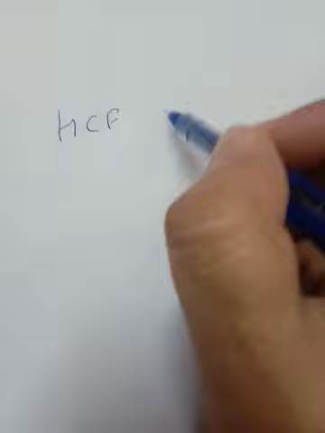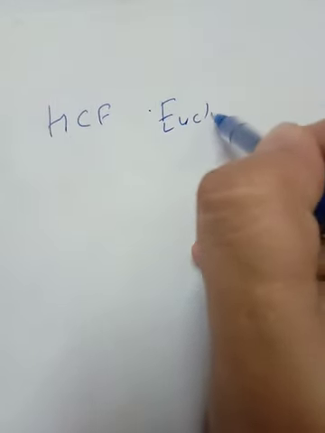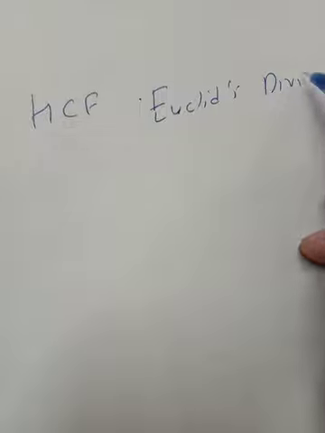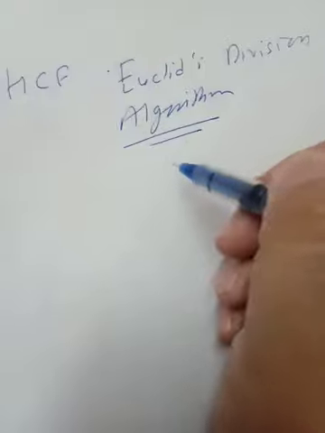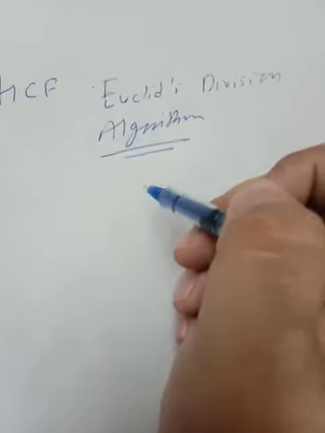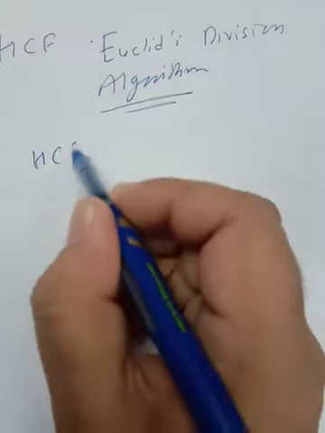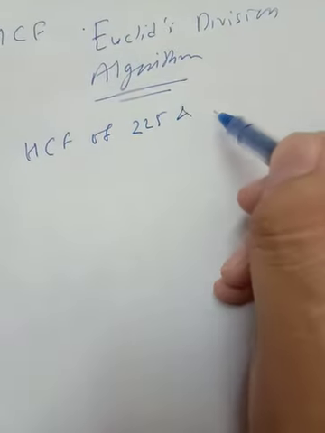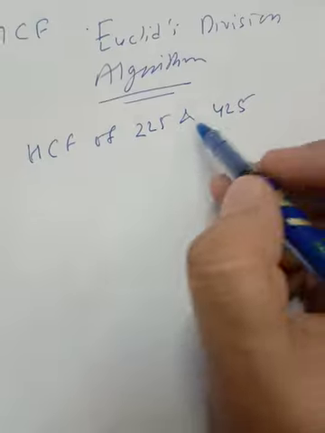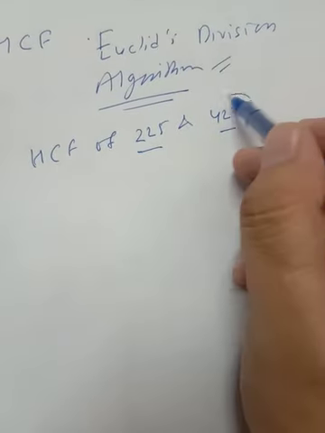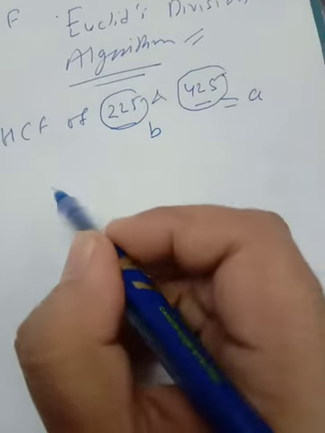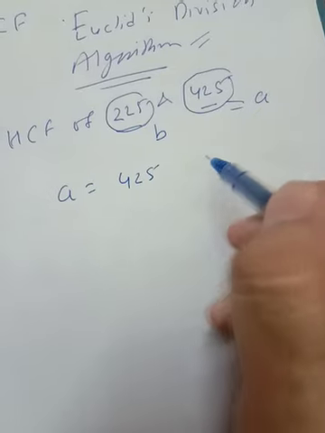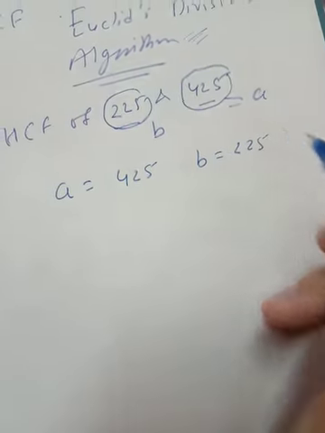Next is finding the HCF using Euclid's division algorithm. To do this, we'll take a simple example. We have to find the HCF of 225 and 425. The algorithm says the larger number is a and the smaller number is b. So in this case our a is 425 and our b is 225.